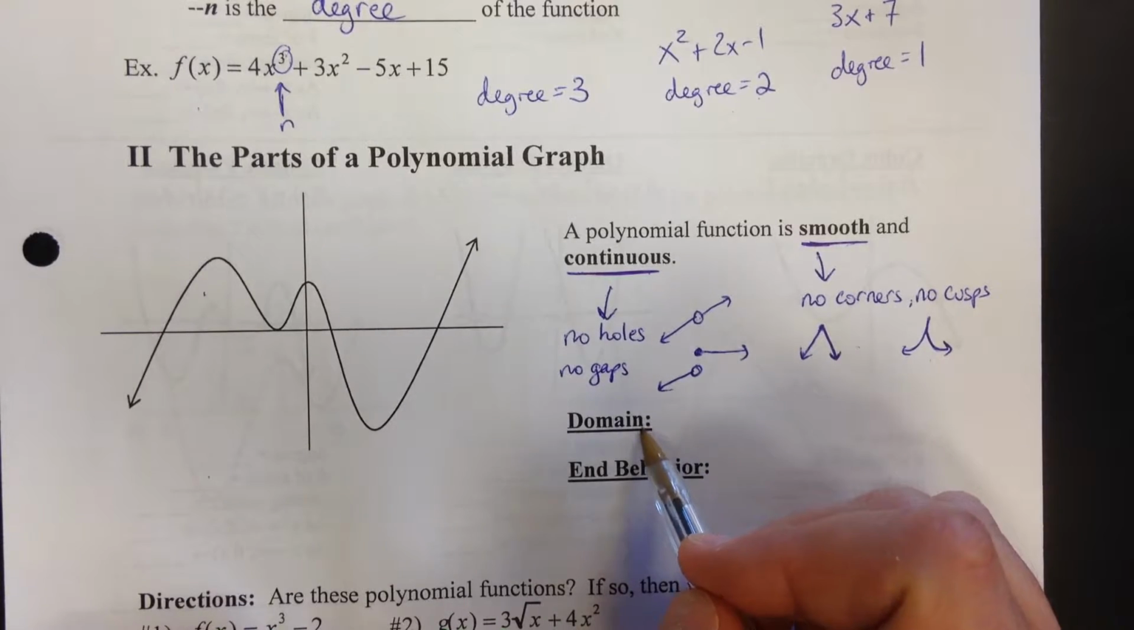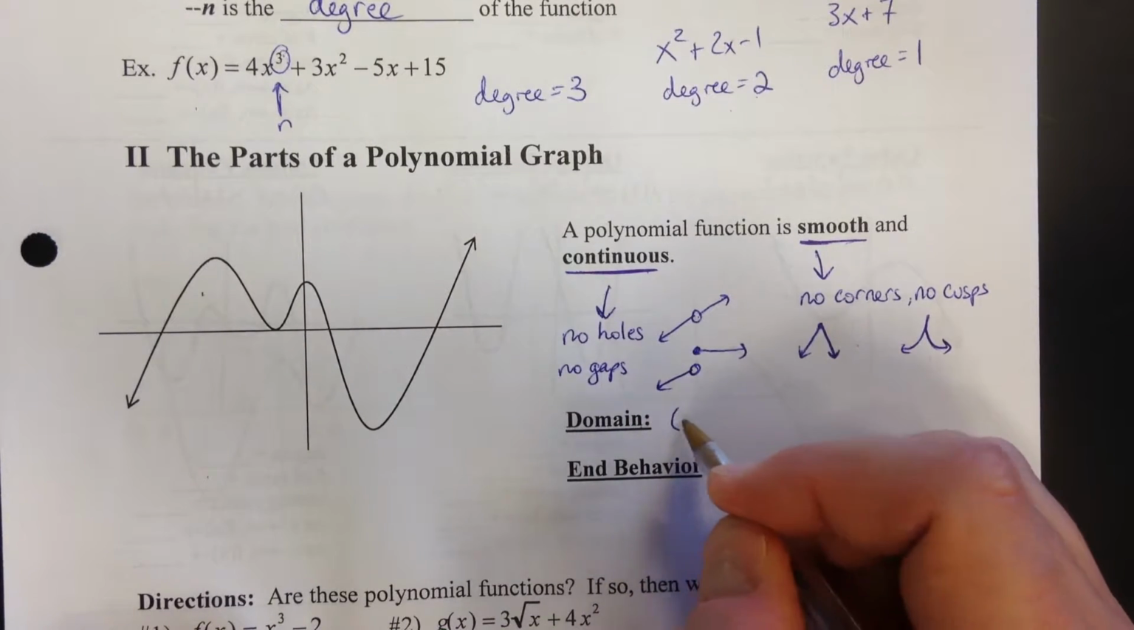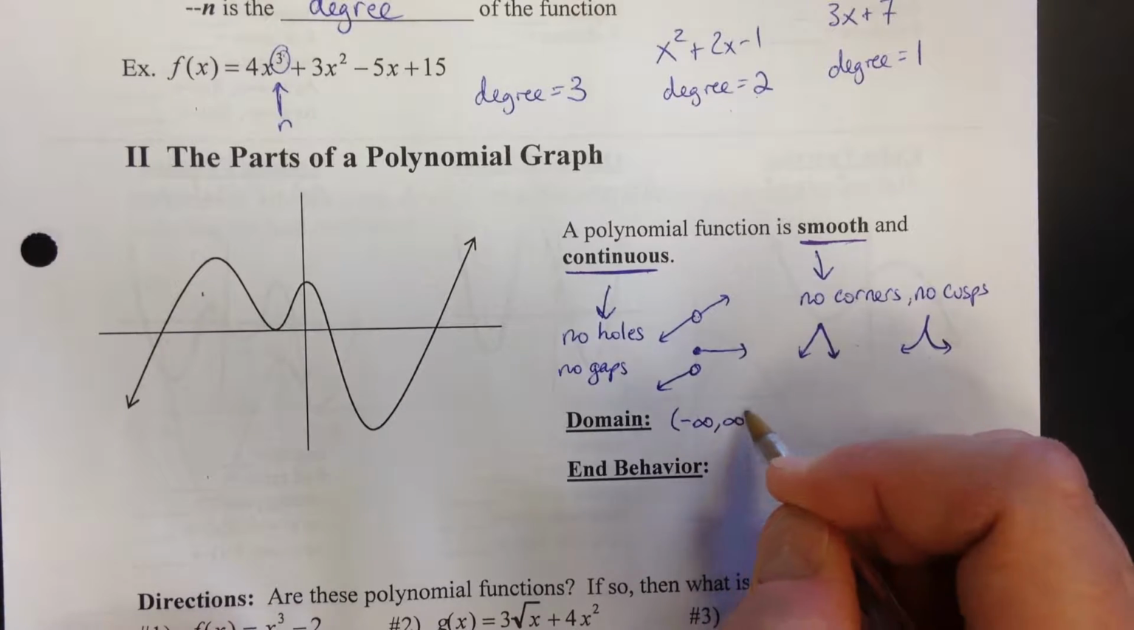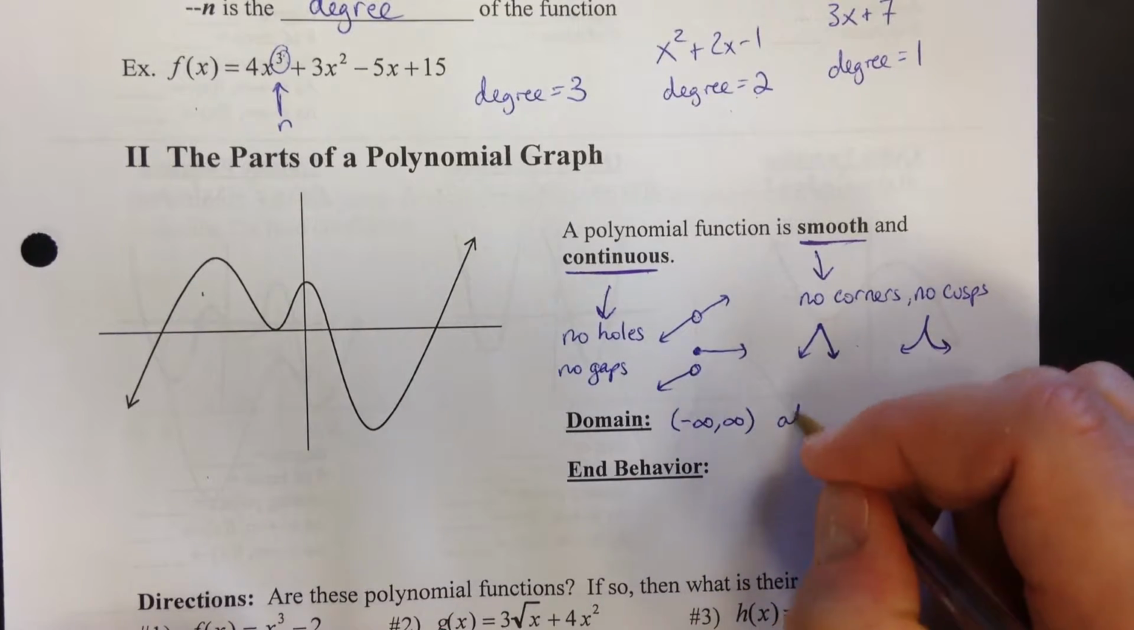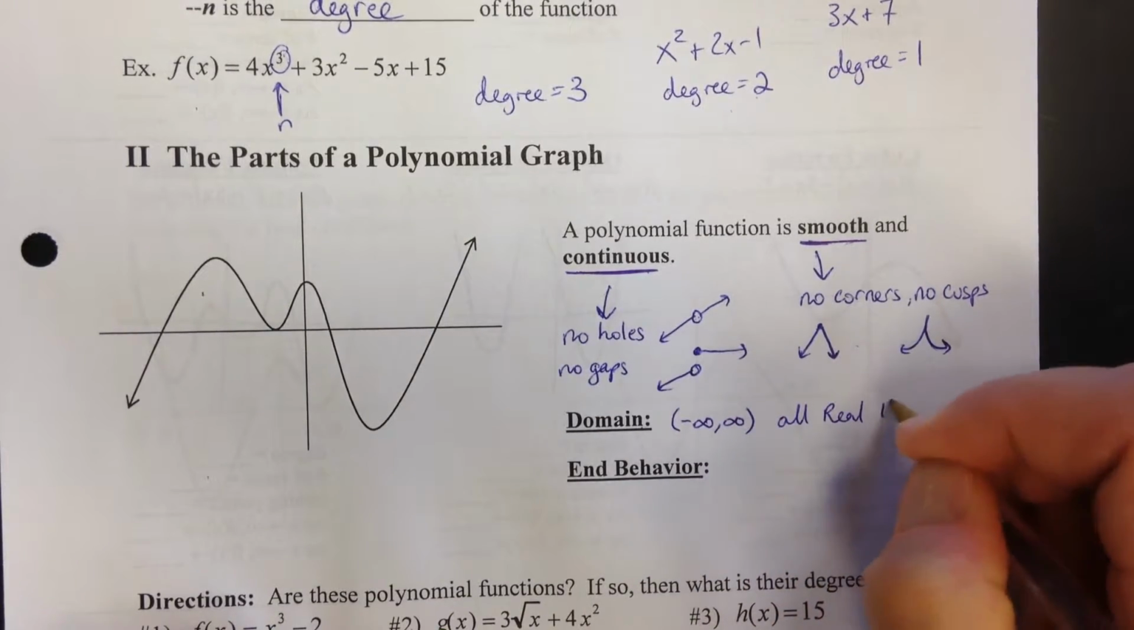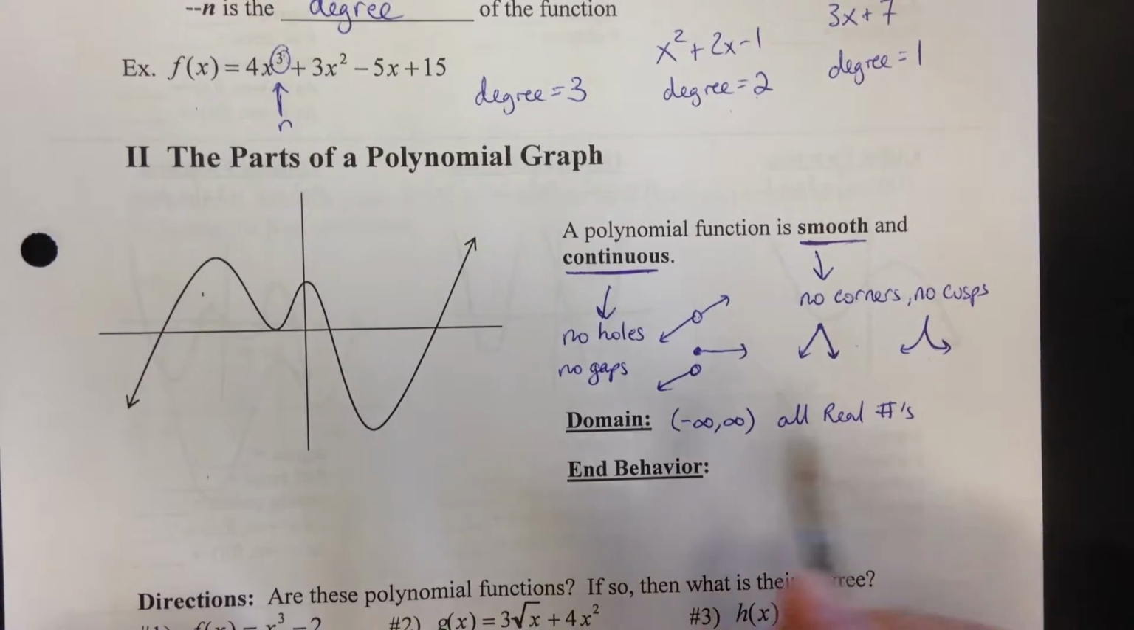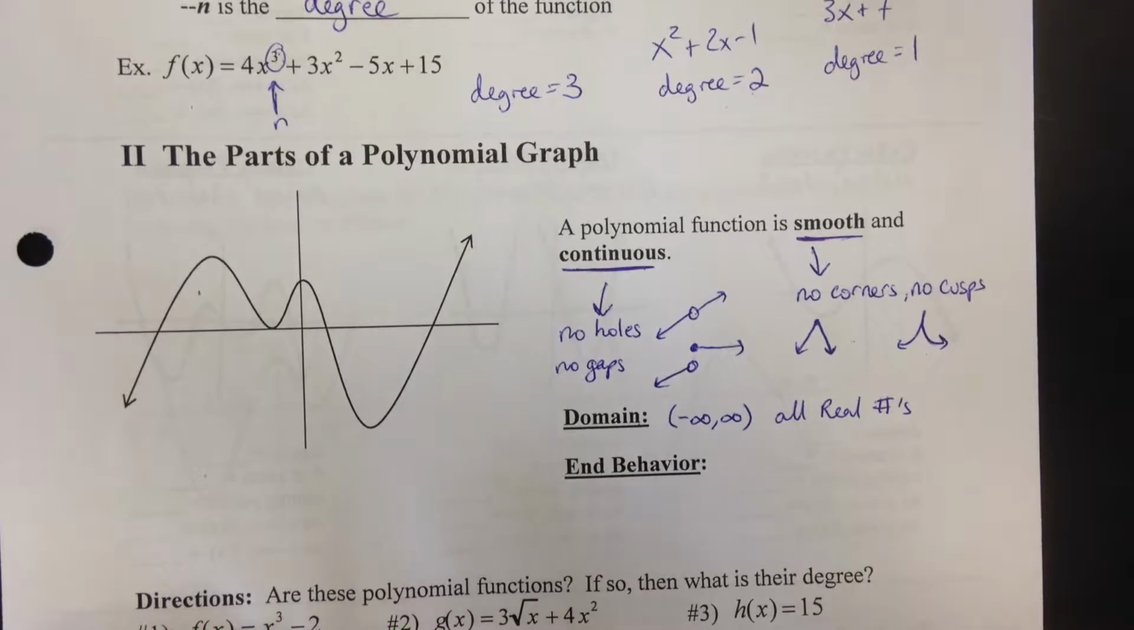The domain is always going to be negative infinity to positive infinity. Okay, all real numbers. So for polynomial functions, domain is negative infinity to positive infinity.